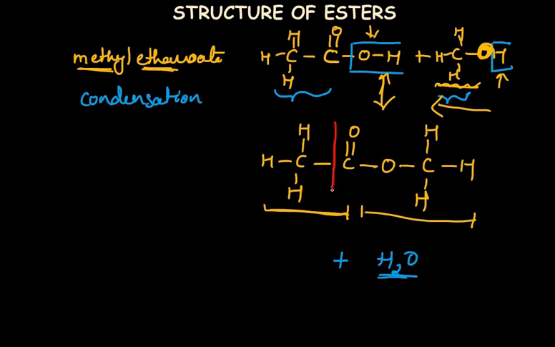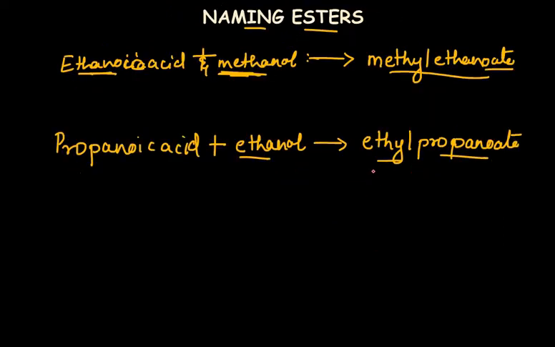And the COO part in between the molecule is the functional group of the ester, or you can also call it an ester linkage. So this is how you make an ester. Let's try with another molecule. In making the ester, we had also seen ethyl propanoate. So let's make ethyl propanoate from propanoic acid and ethanol.